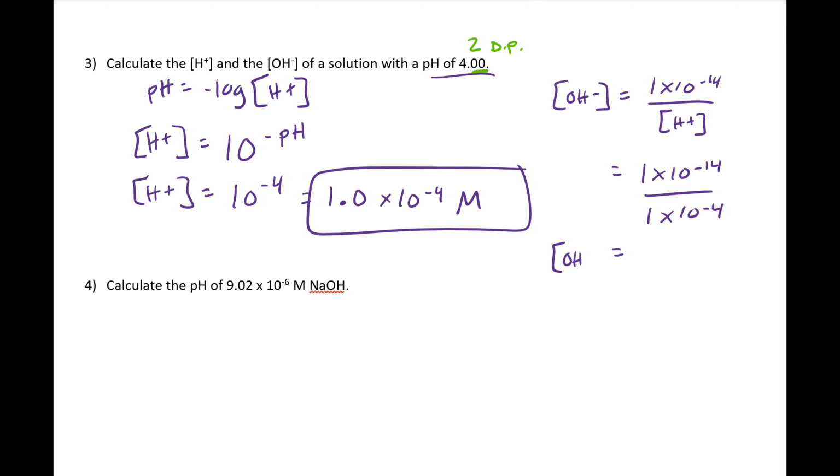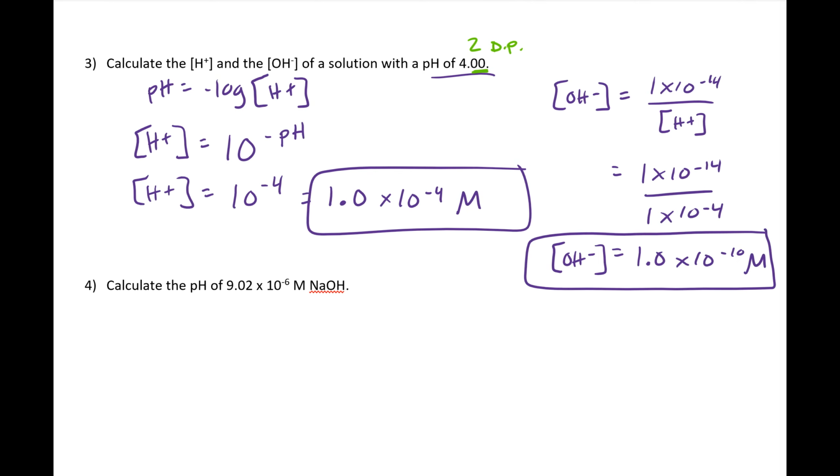The concentration of hydroxide is 1.0 times 10 to the negative 10 molar. Now I should be able to do this mental math in my head because the coefficients here are both 1, so I know it's going to be 1.0. And then the difference between 10 to the negative 14 and 10 to the negative 4, that's negative 10.